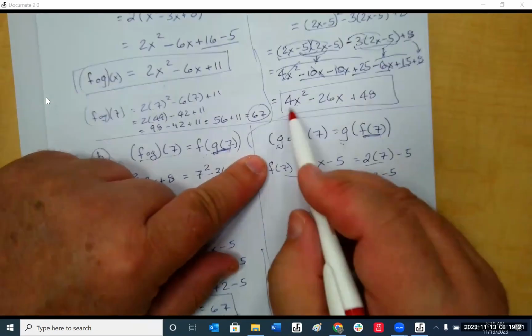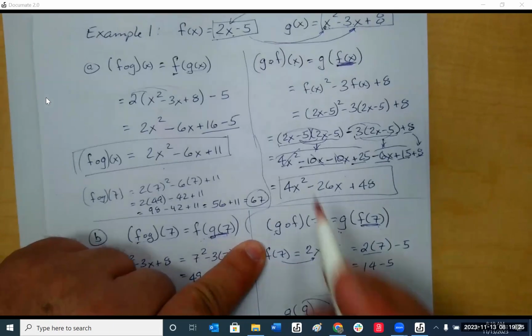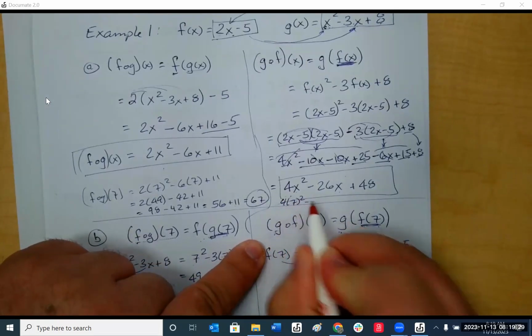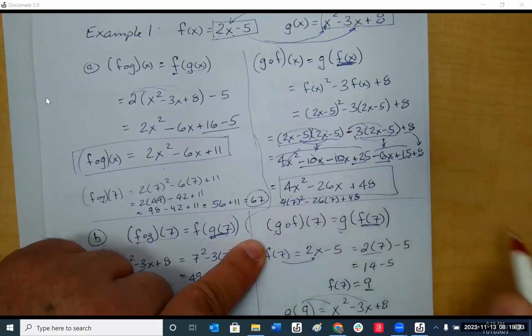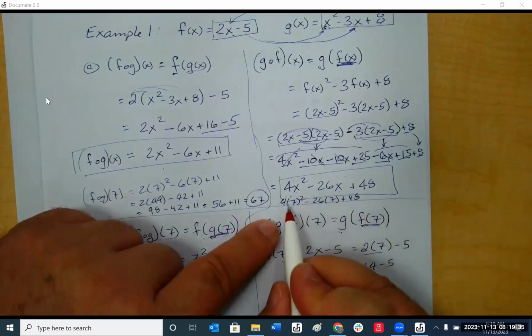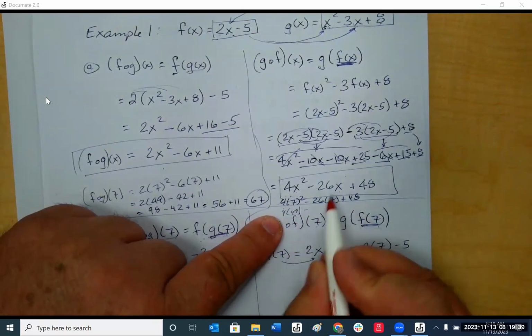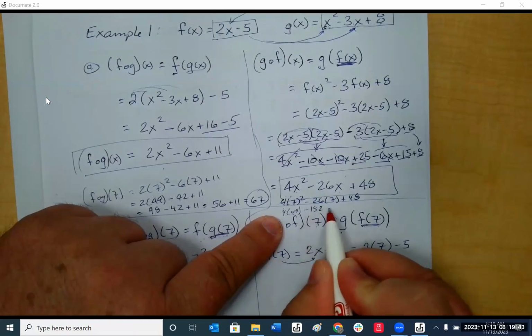Same thing, we can put it in this one. Since this is the g of f, we want g of f of 7, we put in there. So it's 4 times 7 squared, minus 26 times 7. Yeah, so this one's going to be 4 times 49 minus 42, 182.